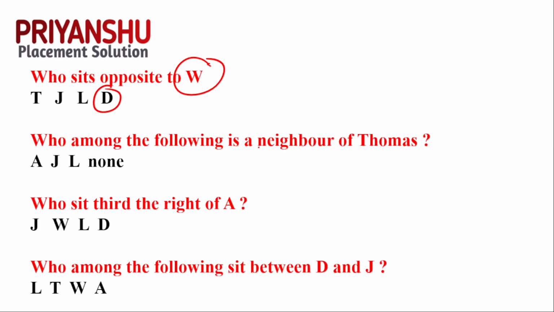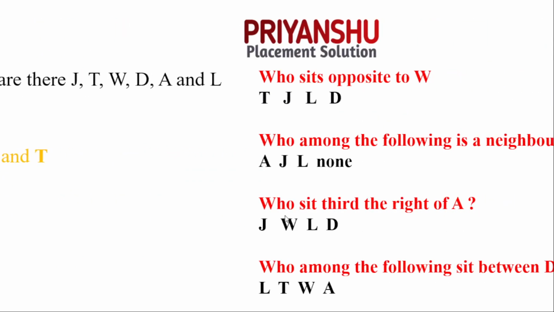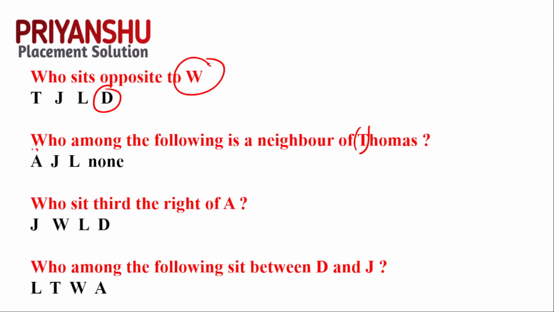Who among the following is a neighbor of Thomas? Thomas means T. Okay, who among the following is a neighbor of T? So who is the neighbor of T? Let's see. T's neighbor is W or A, right. So W or A; A is given, W is not given, so the answer is A. Clear? Let's move to the third one.